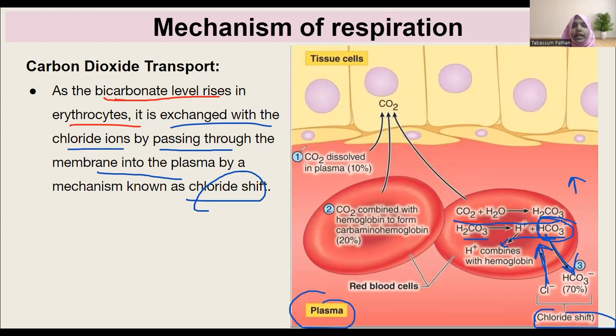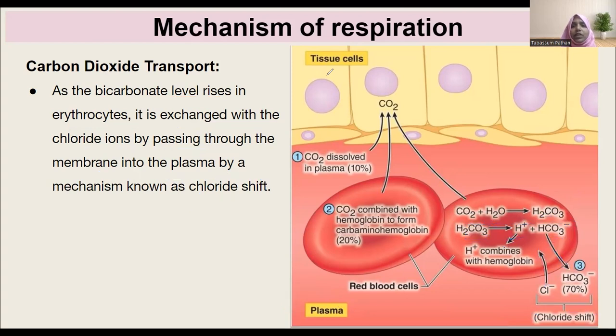So first step, carbon dioxide is taken from the tissue and combined with water, in the presence of the enzyme carbonic anhydrase, and carbonic acid is formed. It dissociates into bicarbonate ion. Now, as the bicarbonate ion level increases, what will happen? It will come out of the RBC in exchange for chloride ion. Now this bicarbonate ion is in the plasma.